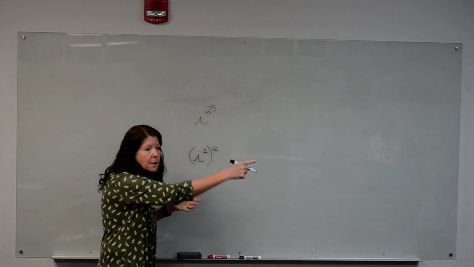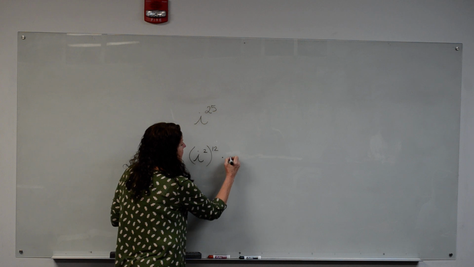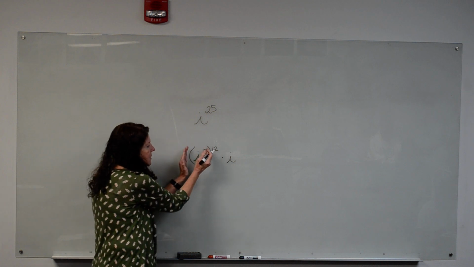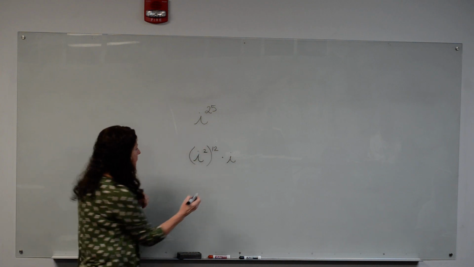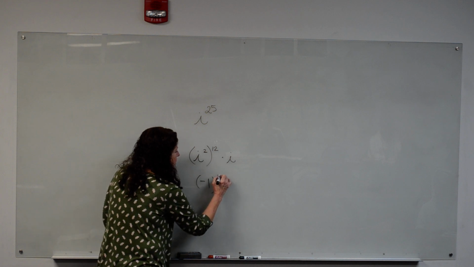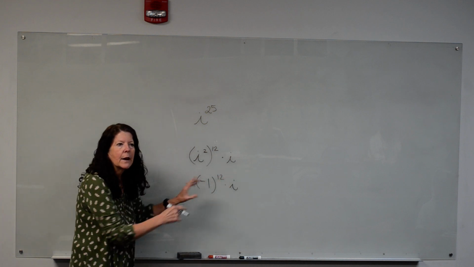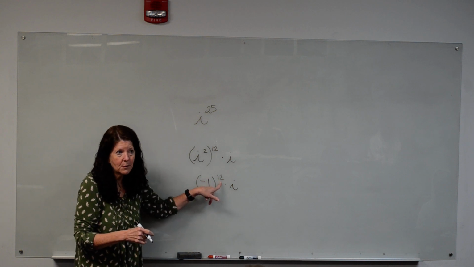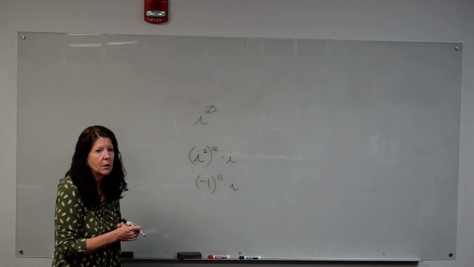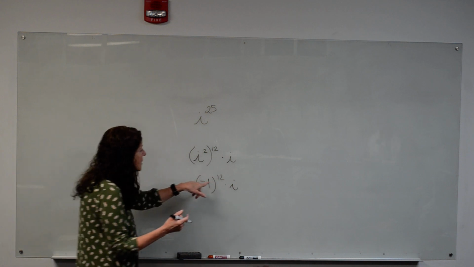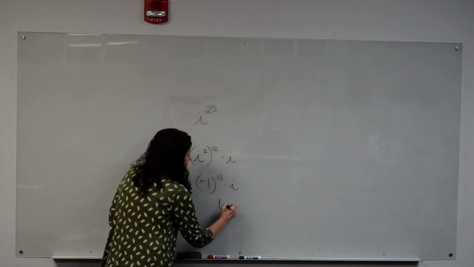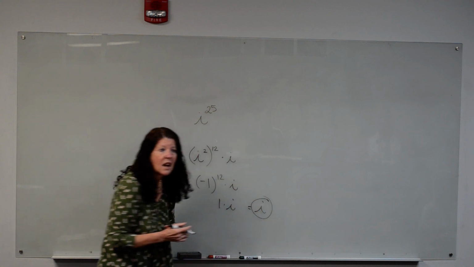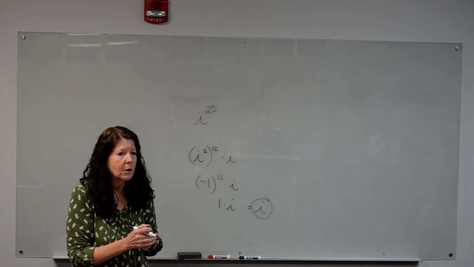That's the same thing as i times itself 25 times. So I'm going to have to multiply this thing by i. That would give me 25 i's. What is i squared equal to? Negative 1. So negative 1 raised to the 12th power times i. Anytime I have a negative number raised to an even power, what happens to that negative number? It becomes positive. So this becomes 1. What is 1 times i equal to? Just i, because 1 times anything is that other number.